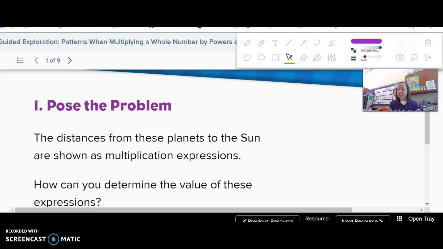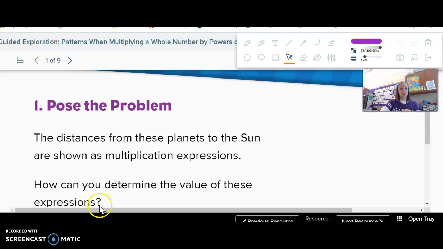Hi, fifth graders. This lesson is all about patterns when multiplying a whole number by the powers of 10. In the last lesson, we talked about powers of 10, exponential form, sort of what does 10 to the third mean. So now we're going to take other numbers and multiply them by 10 to the power of whatever and see some patterns there. By the end, hopefully you'll be able to determine the products of numbers multiplied by powers of 10 written with exponents and describe the pattern.